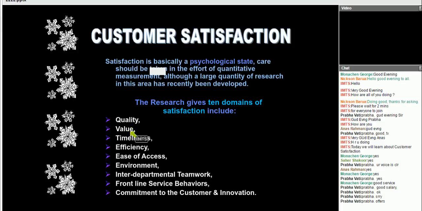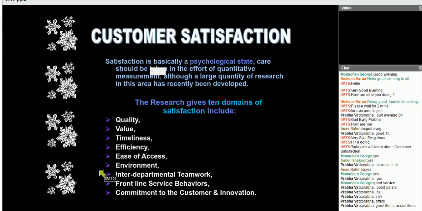Value. Your customer expects to get the product at a cheaper price. Greet them, assist them. Yes, value. Always value your customers, right? Timeliness. Your customer expects the service to be given on time, or if you are shipping him any product, it should reach on time, or if you are selling any product, it should reach him on time.